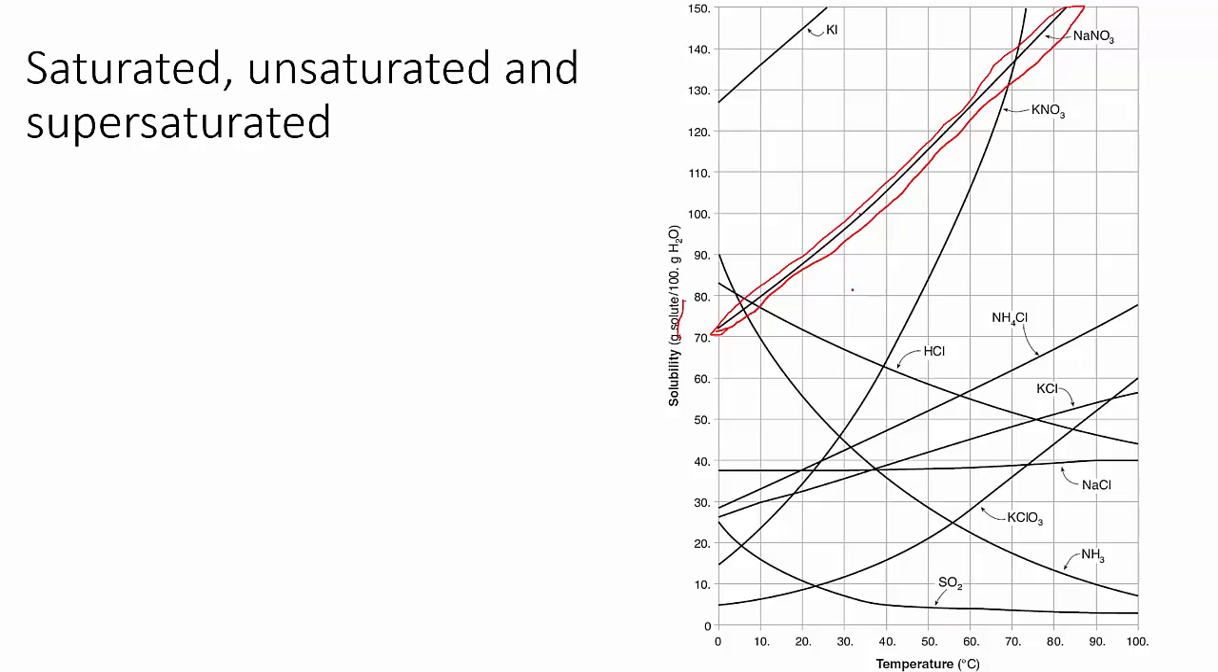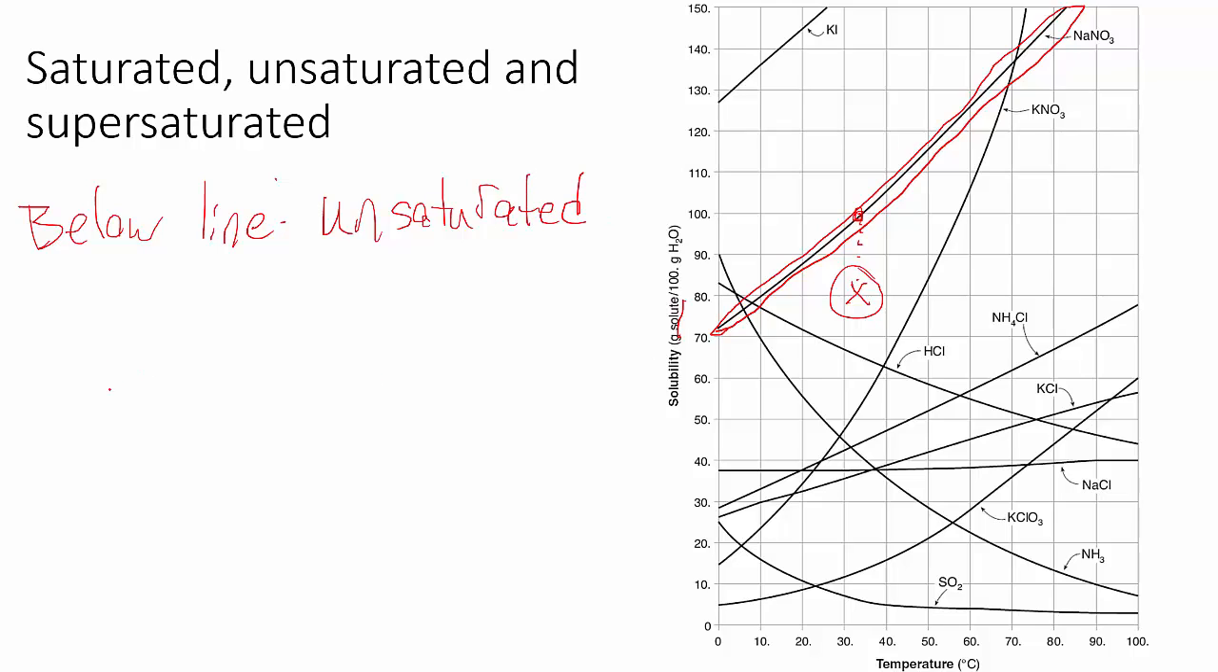So if we're below the line, if we're right here, what's that telling us? Well, it's telling us we can have more solute in it. It can have up to this much at that temperature. So if it's below the line, we call it unsaturated. All right, well, if it's on the line, what's that mean? If it's on the line, then it's saturated. It's saying, hey, you have exactly the amount of stuff that can be dissolved at that temperature.